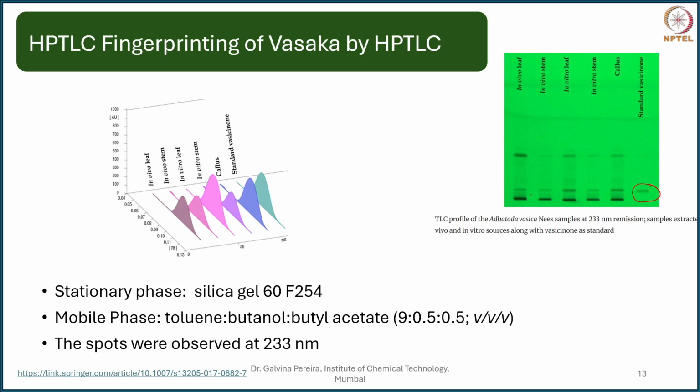And based on that, you can come to know that this densitometric scan has the highest area. So the third reading, that is the in vitro leaf sample, has the highest amount of Vasacinone. That is also one way how my HPTLC can help me.